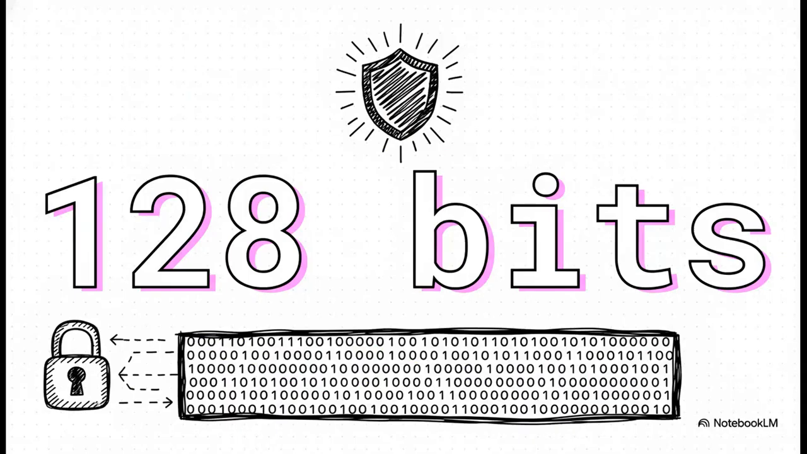And what's the gold standard for this today? It's something called AES, the Advanced Encryption Standard. And the block size it uses? 128 bits. That's the magic number. Every single chunk of data it scrambles is a string of 128 ones and zeros.